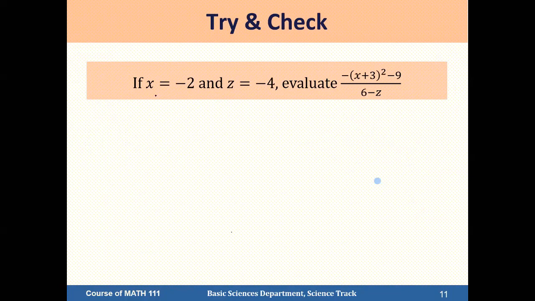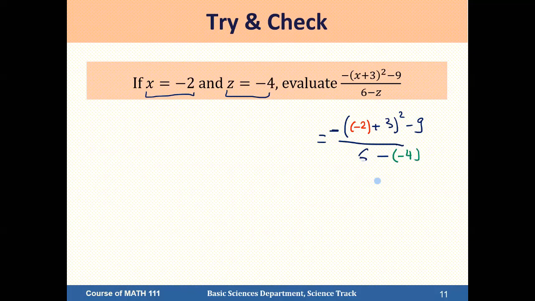Same question here. We have only the values of x and z. We have only two variables, x and z, so it's not a problem for me. So I replace x by minus 2, and z is minus 4. Okay, and then I evaluate.